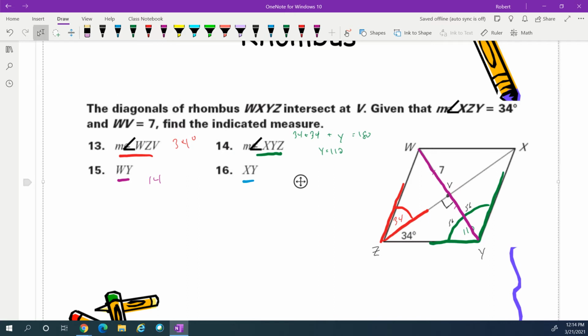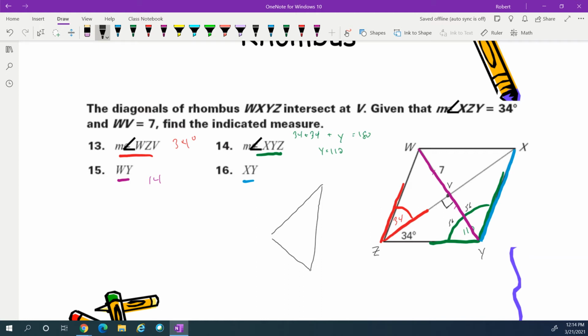And finally, we are asked to find XY. XY is this side on the outside, right out here. Now, we don't know any of the other sides. All four sides would be congruent, but we don't know the other sides. But what we do know here, and I'm going to redraw a part of the picture, we're looking for this side. But what do we know here? We know it's a right angle. We know it's a right triangle. We know one side is 7. And we know our angle.